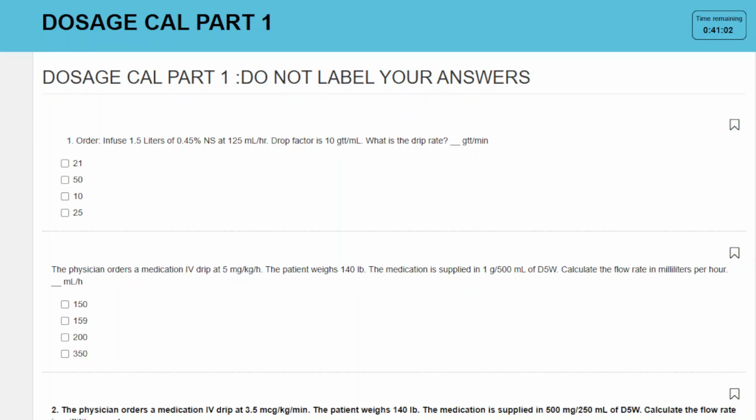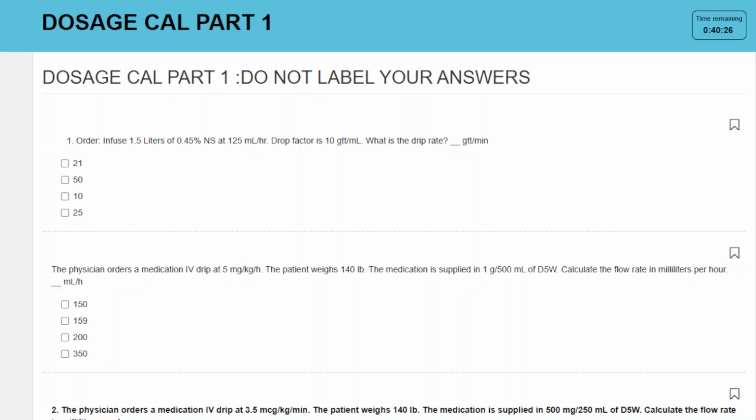All right. So if you've been in nursing school, you learn a lot about dosage calculation, and we can either use dimension analysis or we can use a formula to solve them. Okay. So in question number one, there is an order to infuse 1.5 liters of 0.5 normal saline at 125 milliliters per hour. The drop factor is 10 GTT/mL. What is the drip rate?